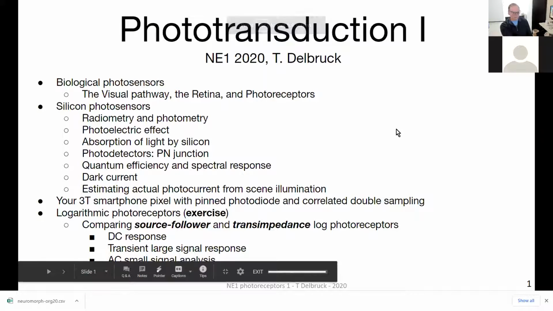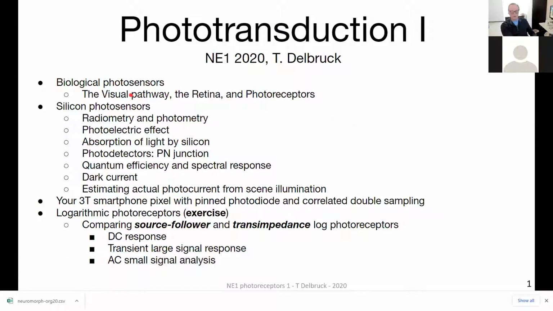So the first part of the lecture here is about phototransduction, the visual pathway, the retina, and photoreceptors. Actually, before that, I'll tell you about the circuits. And then in slides, I'll tell you about silicon photosensors and about how you measure light with radiometry and photometry, about the photoelectric effect that makes electron hole pairs from light, about the absorption of light by silicon. There might be something that's not obvious to you about how light is absorbed by silicon as a function of the wavelength. And it's important to understand that if you're ever going to design a vision sensor.